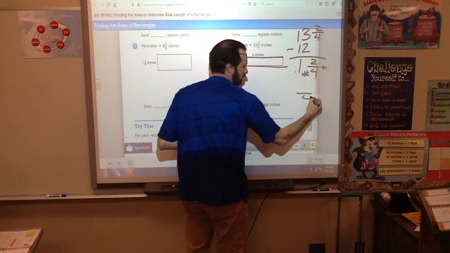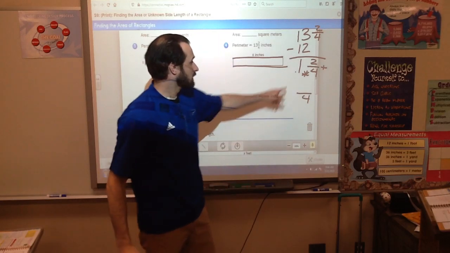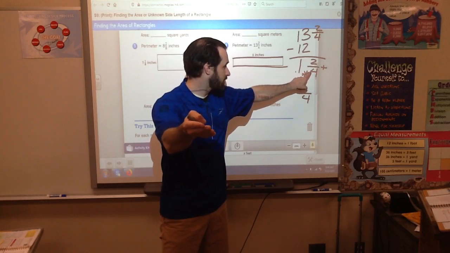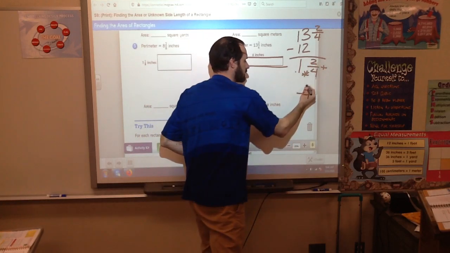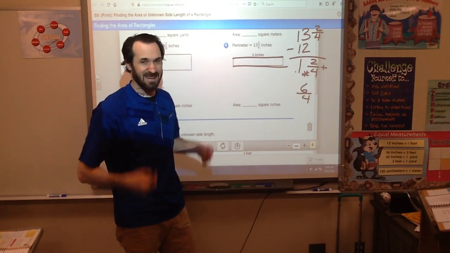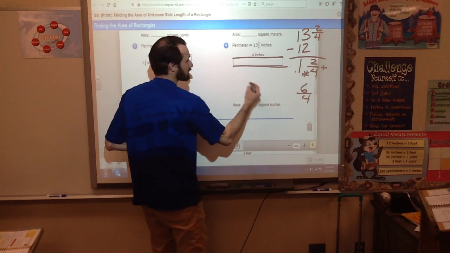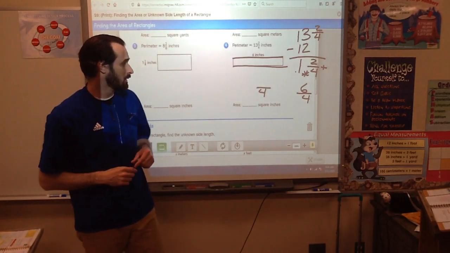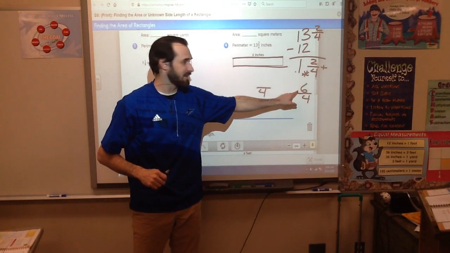And it's going to be over the same denominator. So watch. 1 times 4 is 4, plus 2 is 6. So 1 2/4 is the same as 6/4. Now we can split that in half, because it's still going to have fourths for a denominator. You don't do anything to the denominator, we're just cutting this in half.